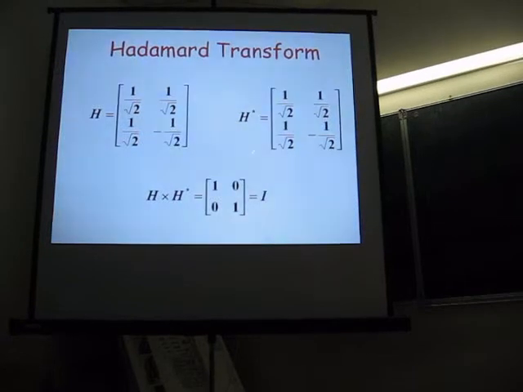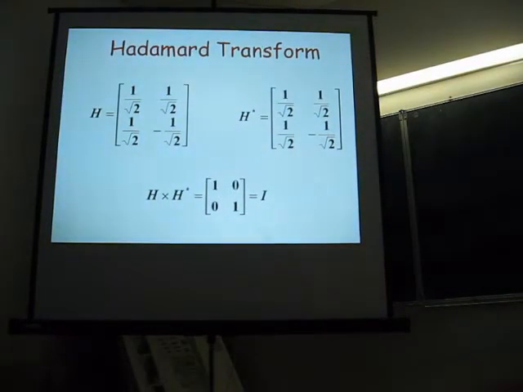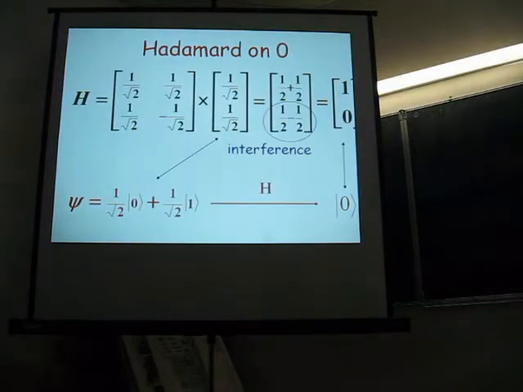Multiply these two things, and you can easily see that you get the identity. So hence this is a unitary operation. And think of the calcite crystal in the beginning of my experiment as the Hadamard transform. We will see later why, but I want to make that link. So let's play with the Hadamard.